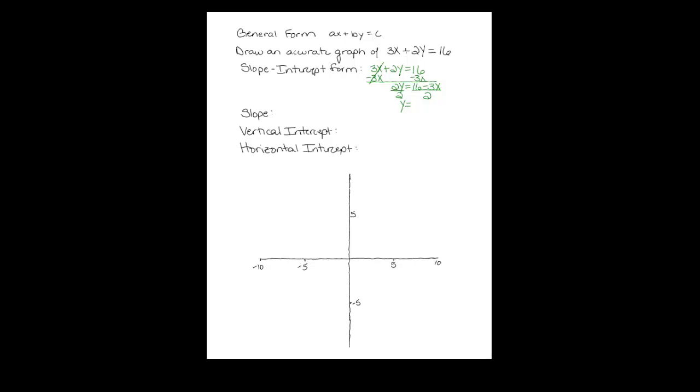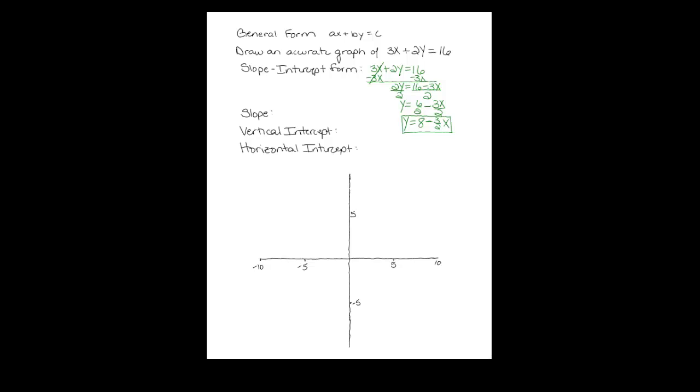On the right-hand side, I'm going to go ahead and break this up into two separate terms. We have 16 over 2 minus 3x over 2. Simplifying, 16 divided by 2 is 8, minus, and I'm just going to rewrite this 3x over 2 as 3 halves x. Here is this linear equation written in slope-intercept form. Now the nice thing about this, now we can just look at this equation and know what the slope is and what the vertical intercept is.